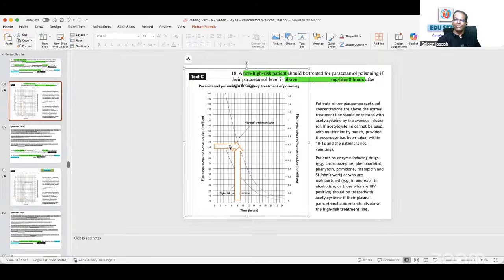Next one, they will give you the 25. They have given this mg per liter in the question. Now you have to draw a line from here to see which hour collides. See, high risk they asked, and it collides with 12.